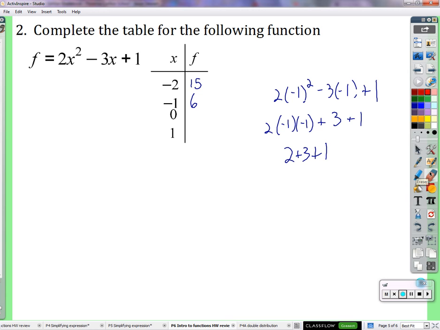Now zero. Zero should be pretty straightforward. Zero, zero, right? Zero minus zero plus one is one. I think I got all these right. Now I put one in here. One squared is one times one. Two times one is two. Negative three times one is negative three. Two minus three is negative one. Plus one is zero.